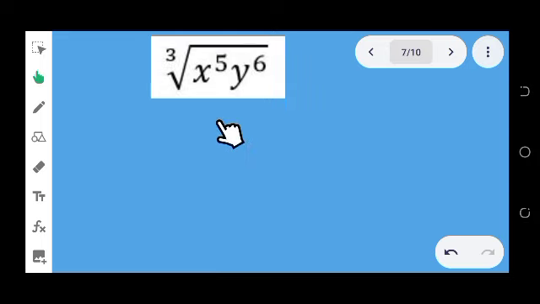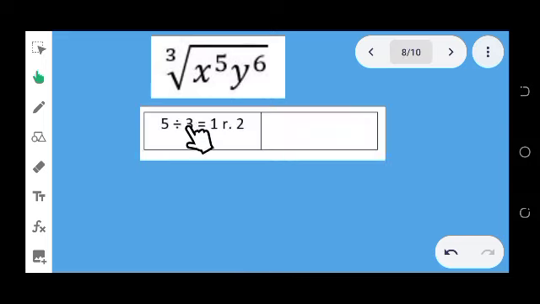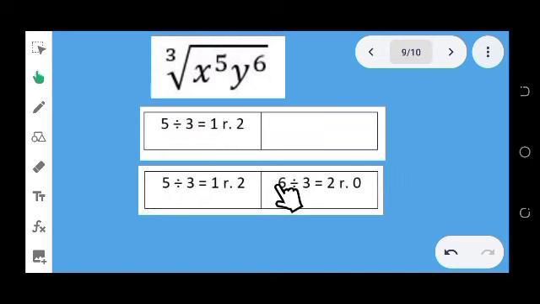Next, we have the cube root of x to the 5th, y to the 6th. Now, there are two variables here, so we're going to make two division statements. Let's start with the x first. So exponent is 5, divide by 3, because the index is 3. That gives you 1, remainder 2. Now, for the y, that will be 6 divided by 3. That gives you 2, remainder of 0.